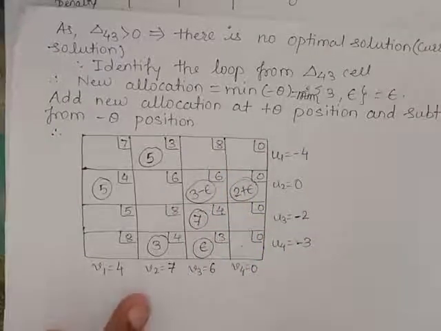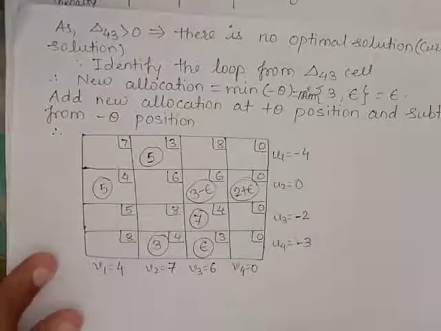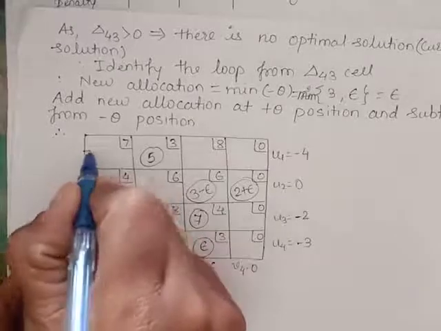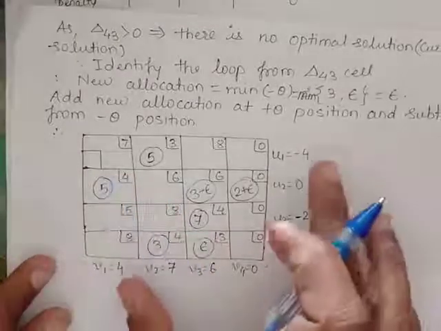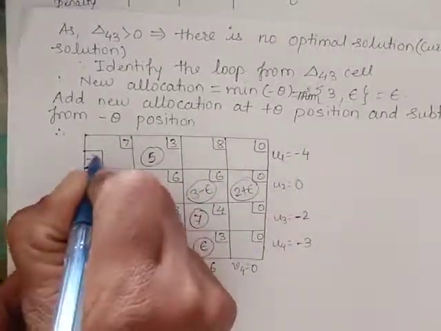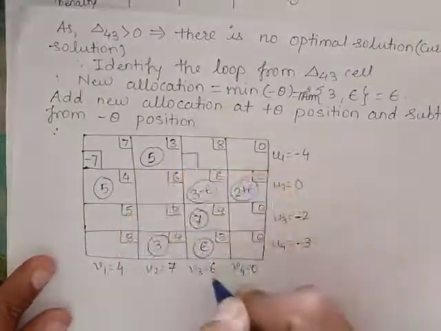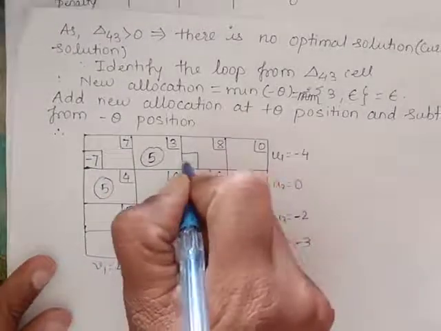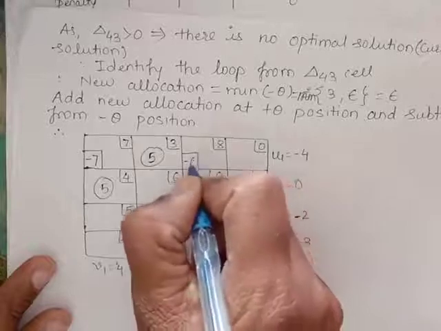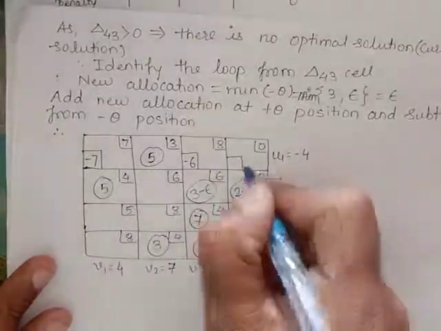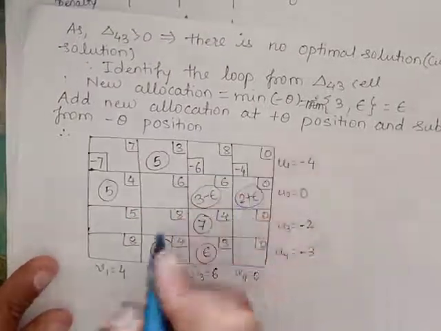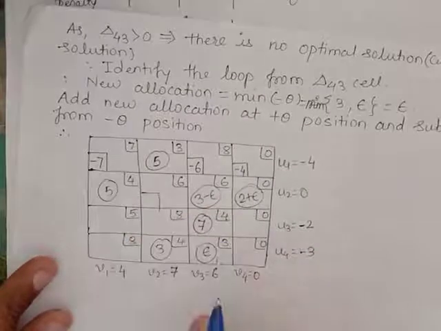Okay. Now let's find delta ij. So what about this? 0, so it is minus 7. This is 2, so minus 2 minus 8 will be minus 6. Here it is minus 4 as it is.